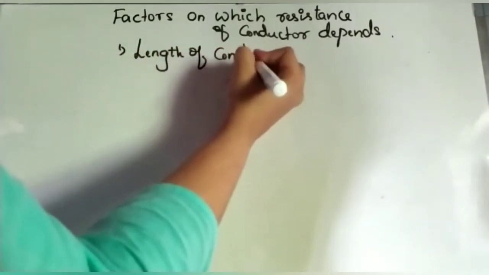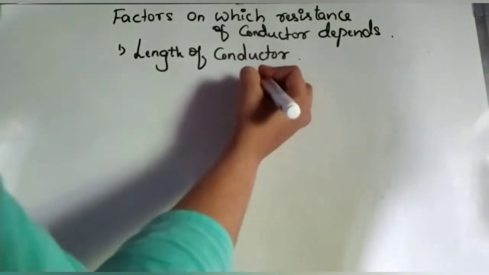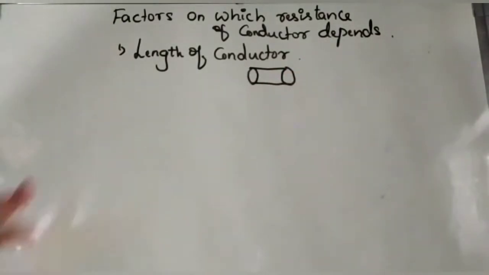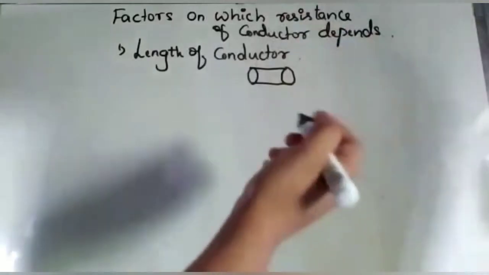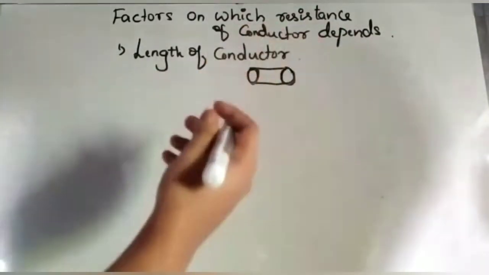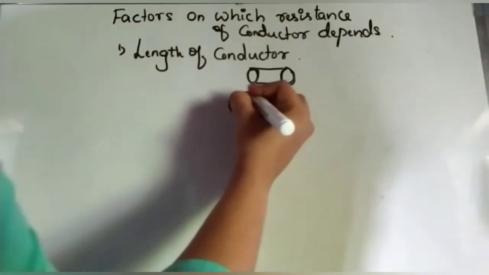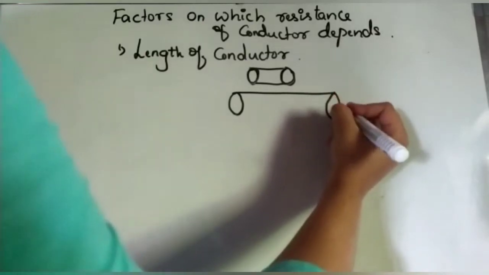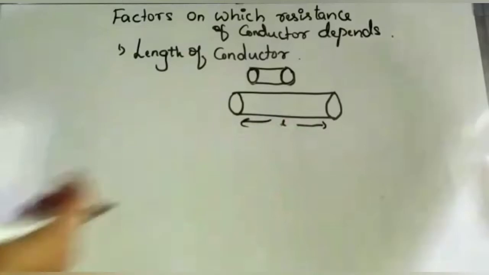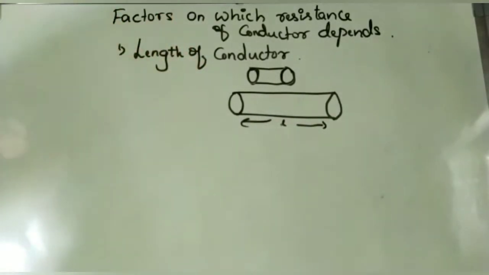How does it depend upon the length of the conductor? For example, I'll consider a conductor here. Initially the conductor will be like this. In that conductor, I am going to increase the length, keeping the area of cross section the same. I am only increasing its length. You can observe this. Even if I increase the length, what is happening with the resistance?